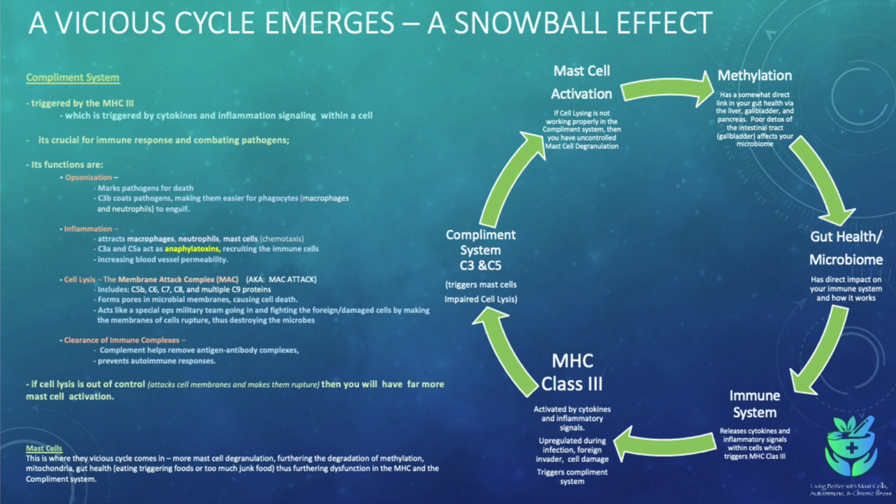And then you have the clearance of immune complexes. This is vital to keeping you healthy because it helps prevent further mast cell degranulation, hypersensitivity reactions, chemical sensitivities, as well as autoimmune conditions. If this cycle becomes a runaway freight train, this is going to keep you also stuck in cell danger response. And that is very important that you get out of it.